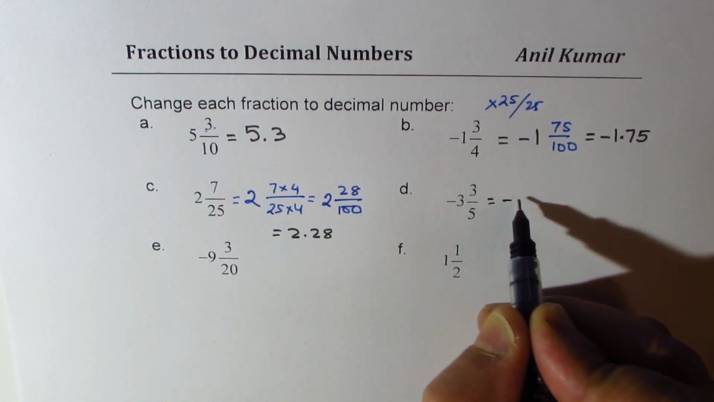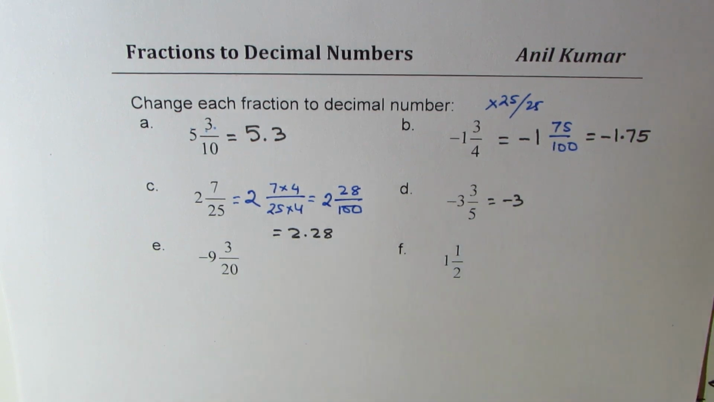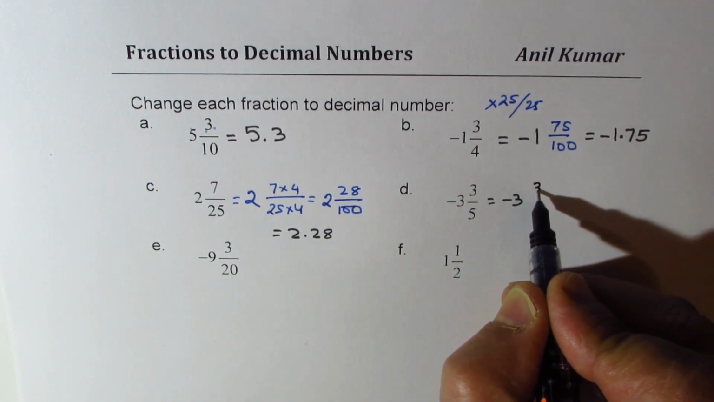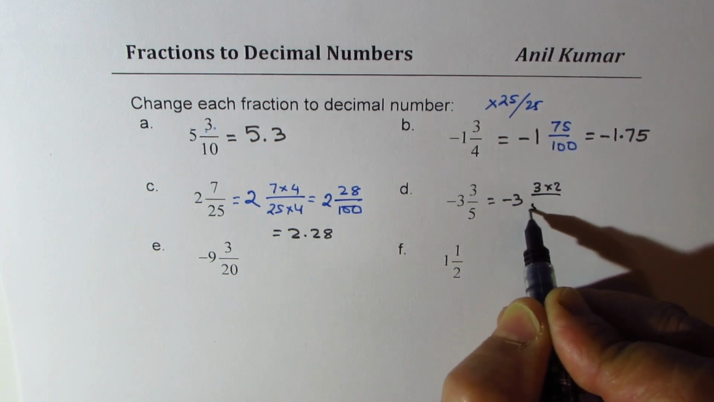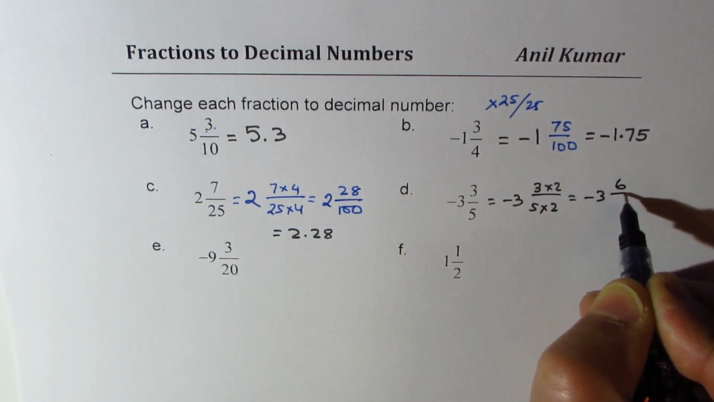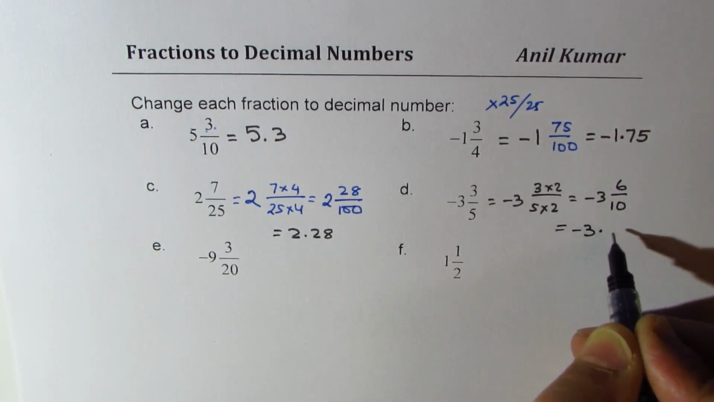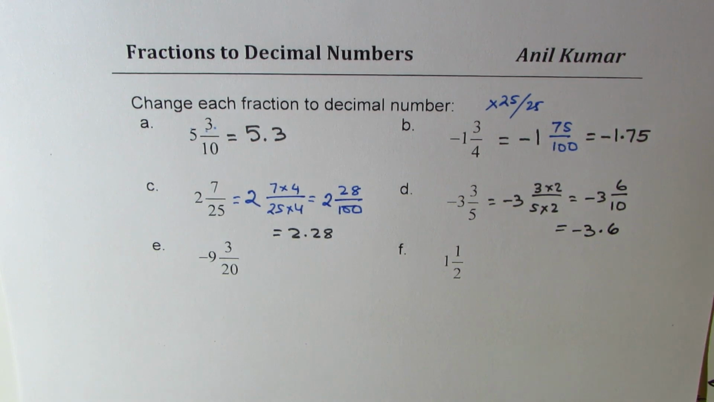Next one is minus 3. Now 5, to convert that to 10, we can even multiply by 2. So we'll do 3 times 2 and we'll do 5 times 2. So we get minus 3, 6 over 10, which could be written as minus 3.6. Correct?